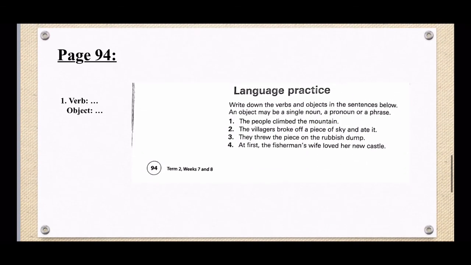Okay, so on page 94, you can open up your textbooks and it says language practice. It says write down the verbs and objects in the sentences below. And then again it says an object may be a single noun, a pronoun, or a phrase. There are 4 sentences, and in those sentences you need to find the verb and the object. On the side here I've written 1, which is just an example of how you can answer the question. So verb, you only write the verb, and object, you only write the object that's in the sentences that they give you. You don't need to rewrite the whole sentence.